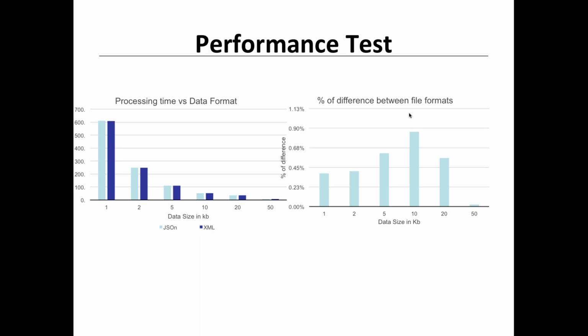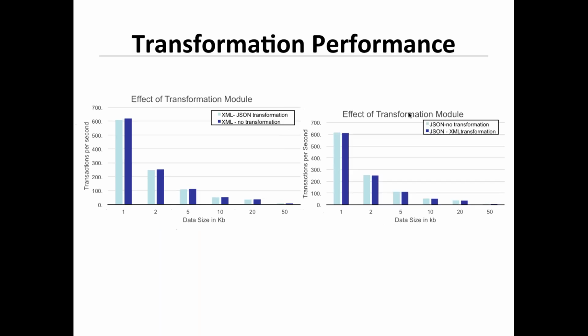Looking at the left graph alone, we can see that there's no significant difference. If we further quantify the difference, the graph on the right shows that the difference in performance between using XML or JSON is not significantly different. It's less than 1%. So the ESB will work whether it uses a JSON file or an XML file.